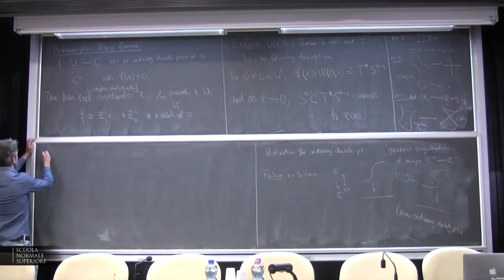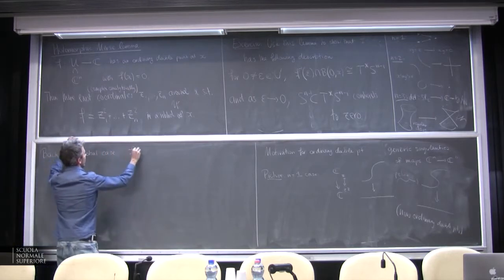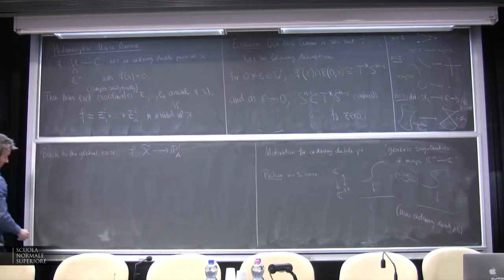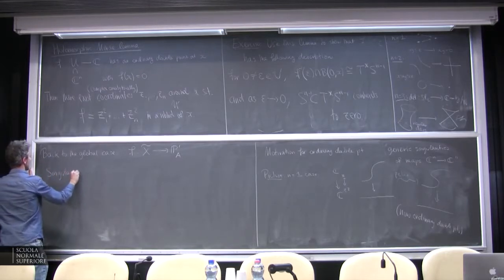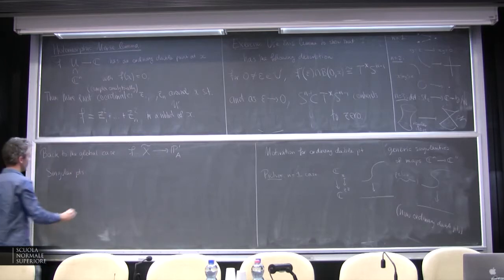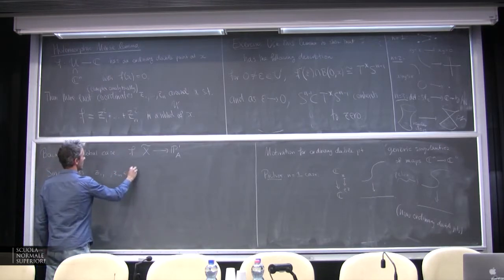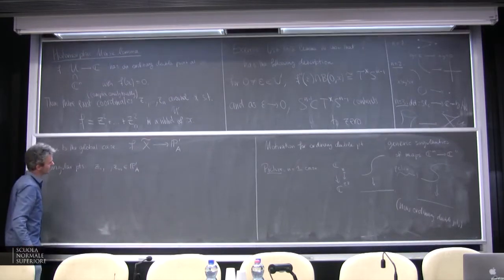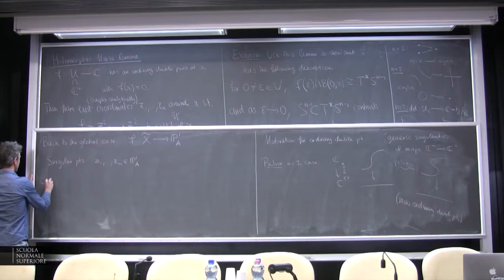And now back to the global case. So we have F. We have singular points, Z1, and now with this description, we choose nearby points.